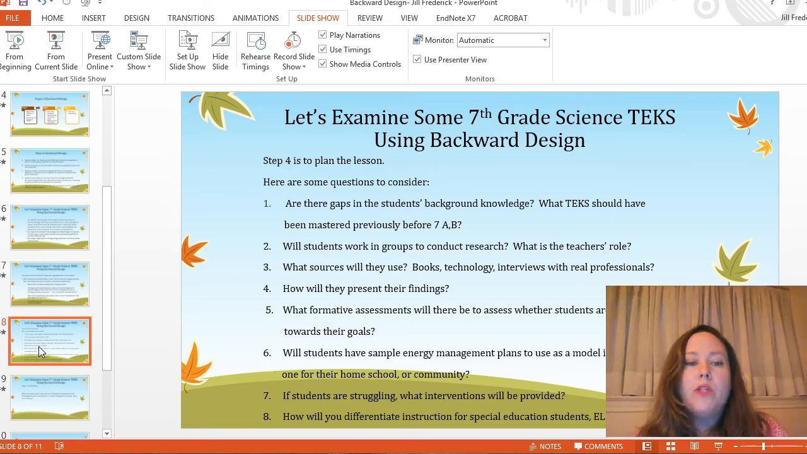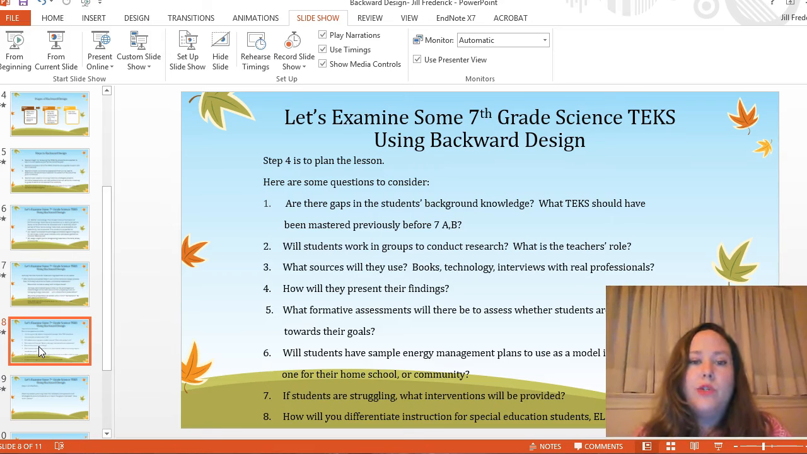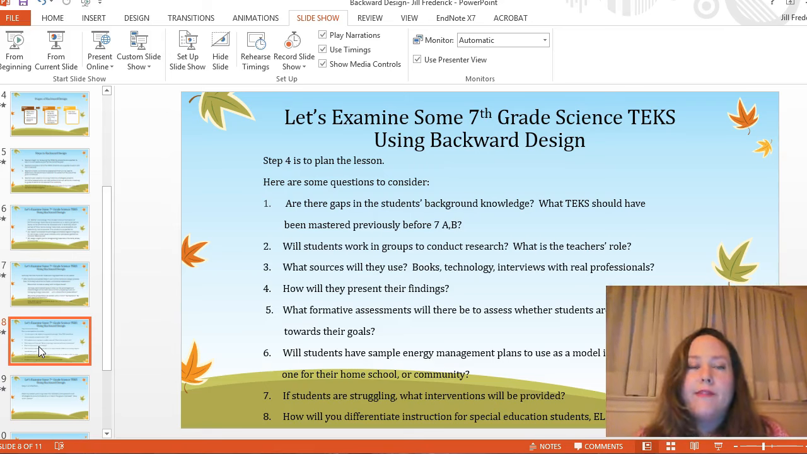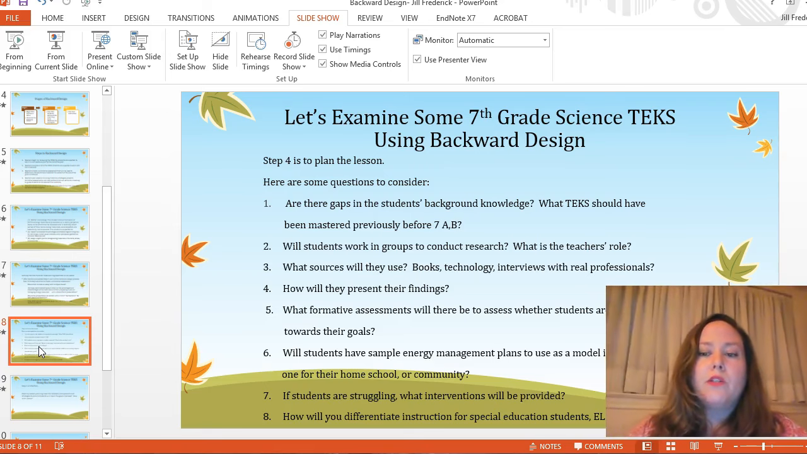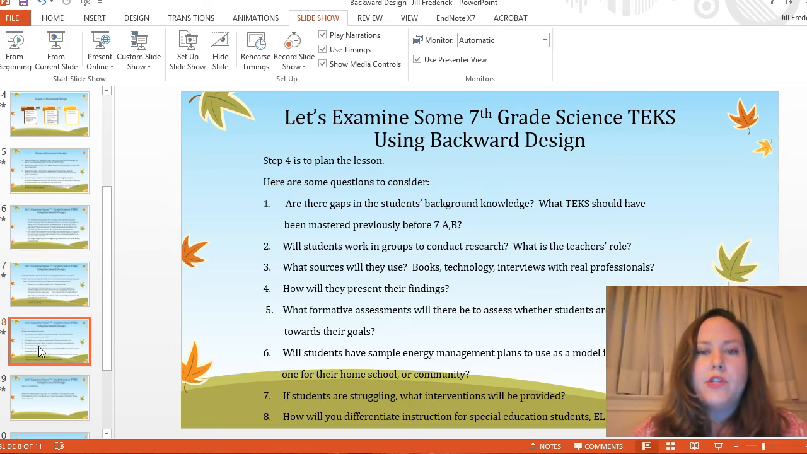Number 3, what sources will the students use to do their research? Will they use books or technology, possibly interviews with real professionals, maybe through Skype, or maybe they'll have a combination of all of these resources. How will they present their findings? Will they present through PowerPoint? So what will the presentation of their product be?